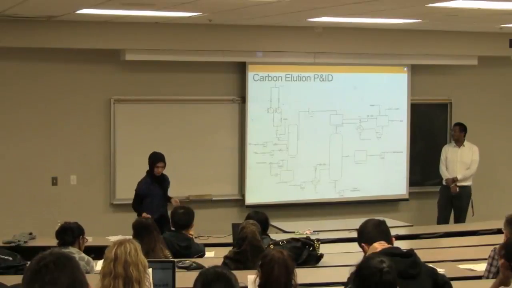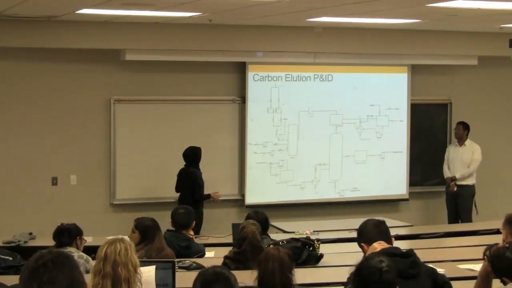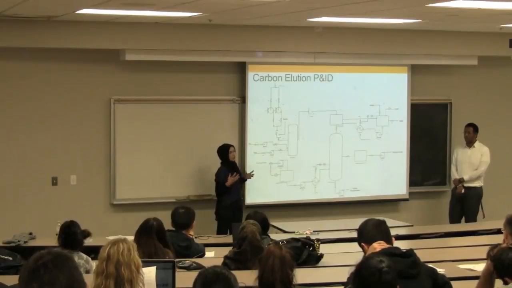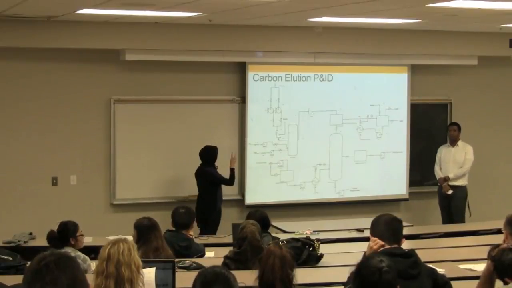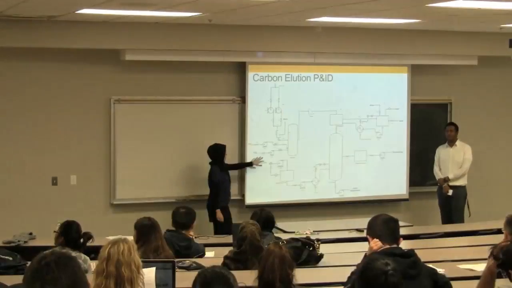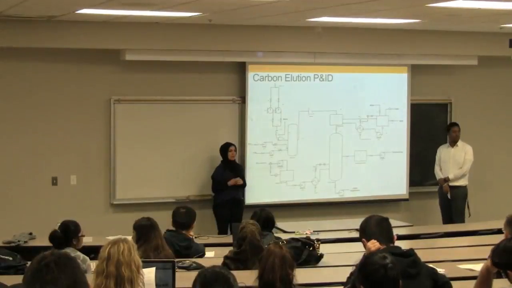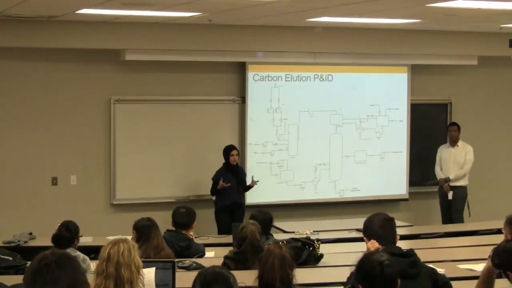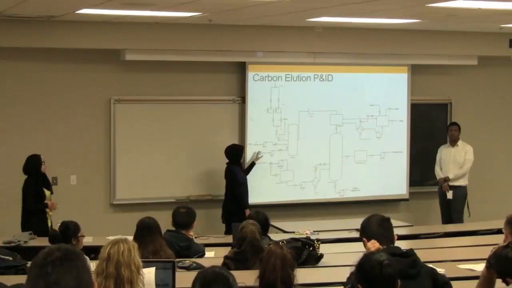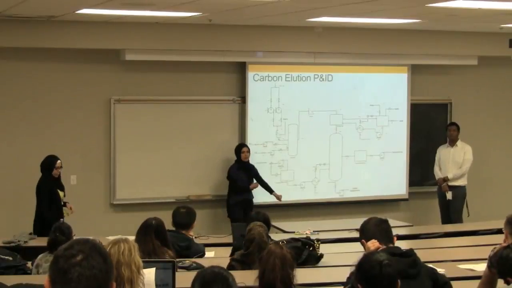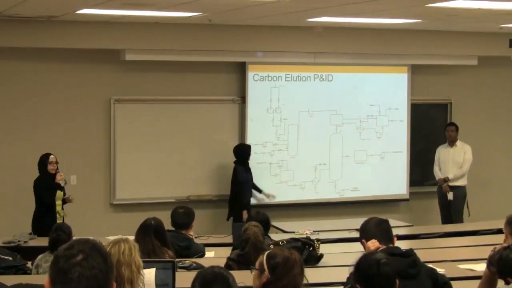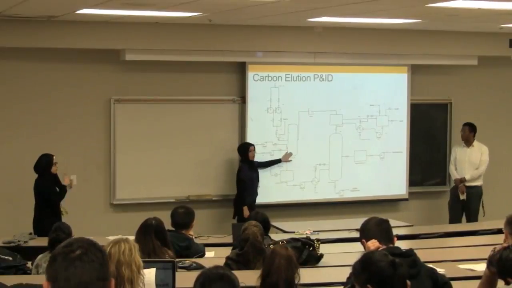Taking a look at this PID over here, from the top you have your loaded carbon coming in from the leaching circuit, and it's pumped using two parallel pumps, and it goes to this screen right here. The screen is used to filter the large carbon, which continues the rest of the leaching cycle, while the rest of the slurry is pumped back up to the CIL circuit. And then the carbon goes into the acid wash tank.